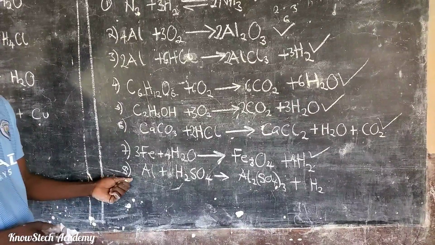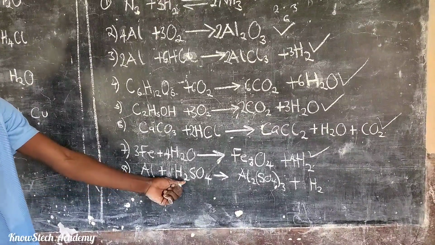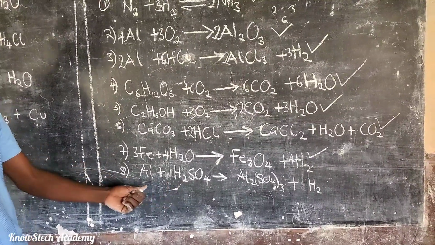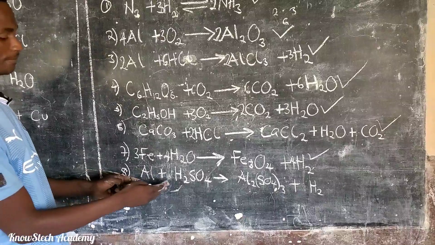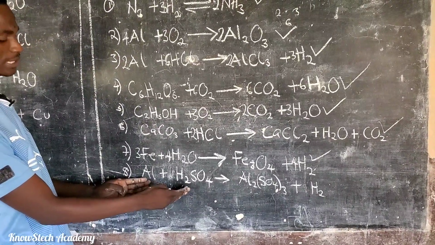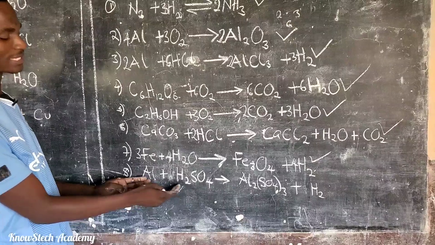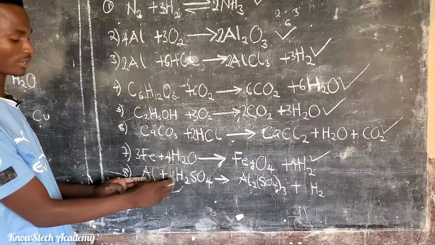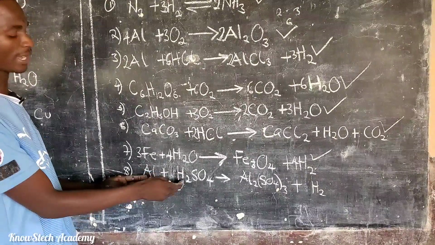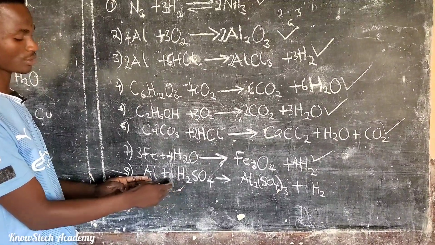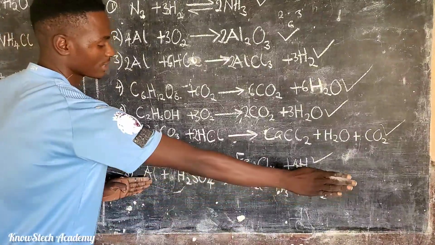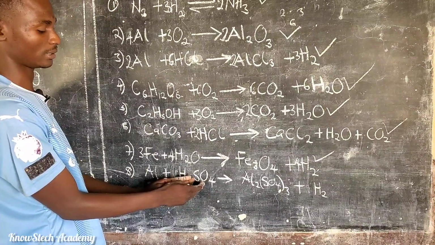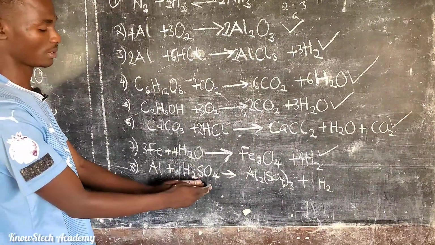Next is number 8, which is aluminum reacting with, this is also an acid, eh? This is sulfuric acid. So this is single displacement. The aluminum will displace the less reactive element from this sulfuric acid, which is hydrogen. Because aluminum is above hydrogen in the reactivity series, hydrogen will be displaced and it will be hydrogen gas there. Then aluminum will attach itself to sulfate to be aluminum sulfate.